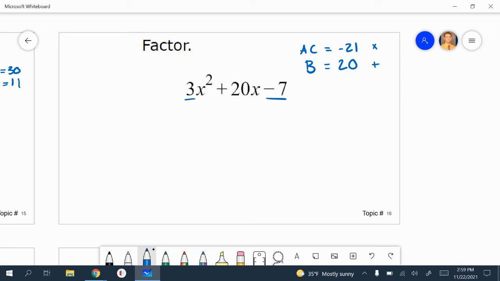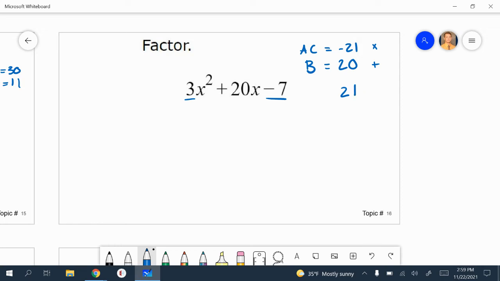So when I do that, let's see here. I just have to go through and figure it out now. So I think, if they're adding to give me 20, it would be a 20 and a negative 1 as my two numbers. Or sorry, 21. I messed that up. Sorry.